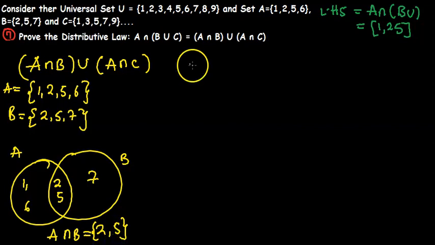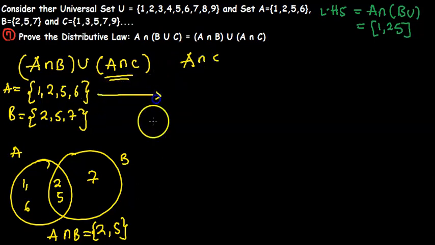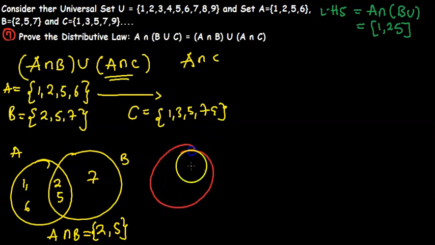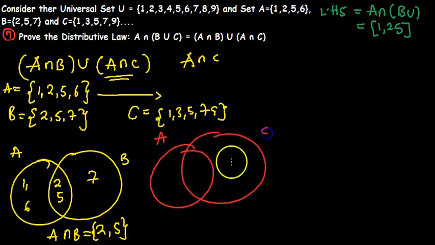What about A intersection C? In this case, these are the elements of A. Let's find the elements of C. Our given set C is 1, 3, 5, 7, and 9. Therefore, A intersection C is going to be this way. Let's assume this is A.